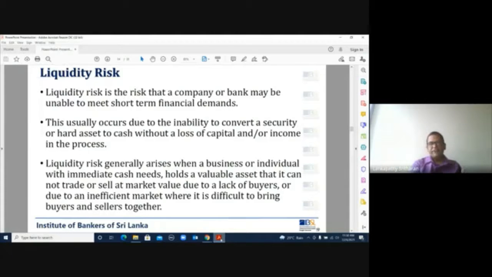Okay, that is the first definition. And in the second definition, I mentioned that if it is a liquidity risk, they may not have enough liquidity to meet their obligation. Okay, that is the liquidity risk. In that circumstance, how could a liquidity risk create a direct money loss to the particular bank or financial institution?